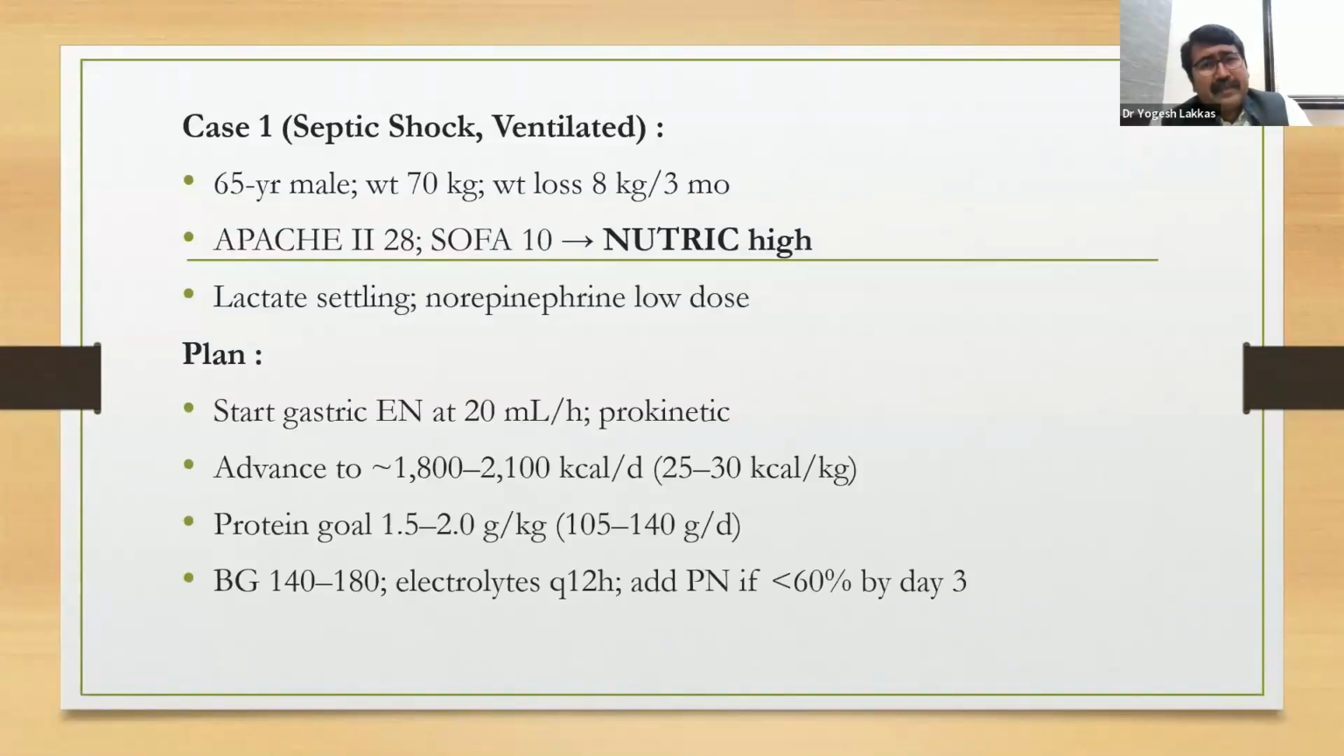Start the enteral nutrition at 20 ml per hour. Prokinetic can be used. Advance calories to 1800 to 2100 kilocalories per day, that is 25 to 30 kilocalories per kg. As weight loss is there, there is no need to go for initially slightly hypocaloric, then advance the calories. Protein goal, as per the standard, would be 1.5 to 2 gram per kg. That will come to 105 to 140 grams per day for this patient.